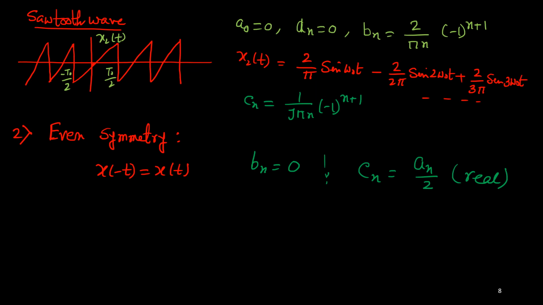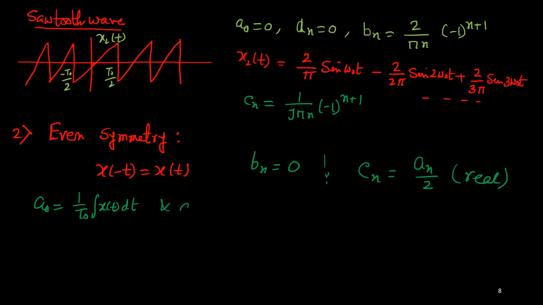Whereas Bn is 0 for trigonometric function. Okay, so we need to calculate A0 and An. How can you calculate A0? A0 is simply the average, 1 upon T0 integral of x of t dt.